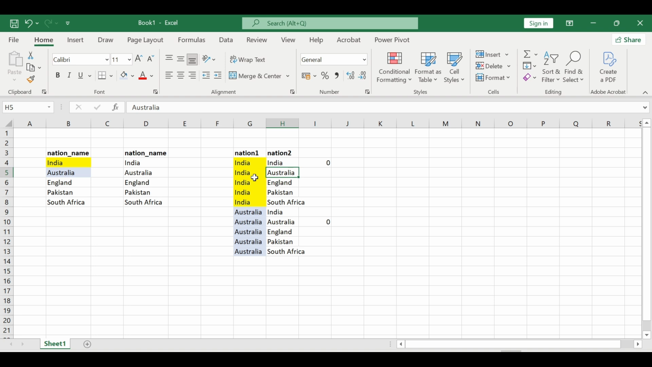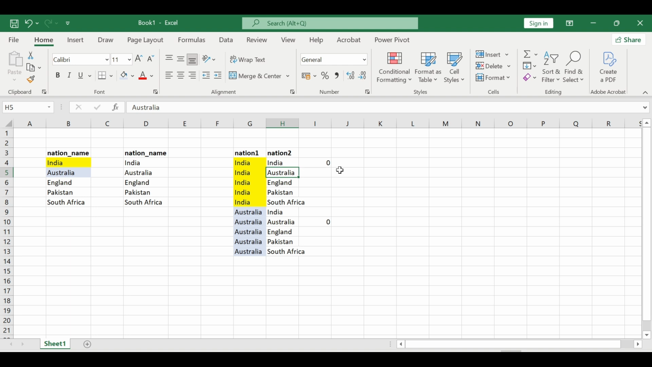So we can put a condition basically that nation 1 should be greater than nation 2, or we can also say nation 1 should be less than nation 2. This one condition itself will exclude all the cases which we want to exclude.